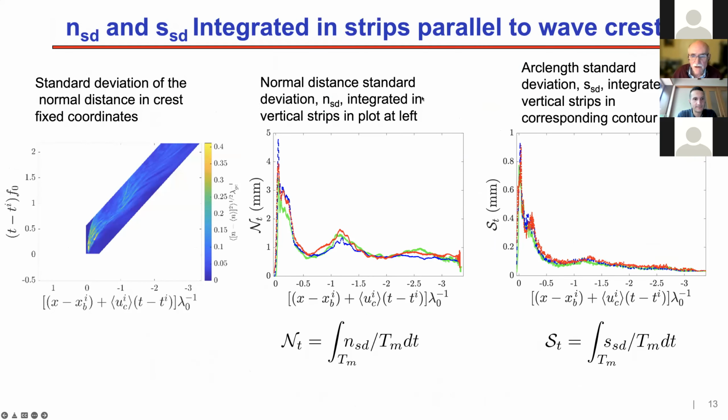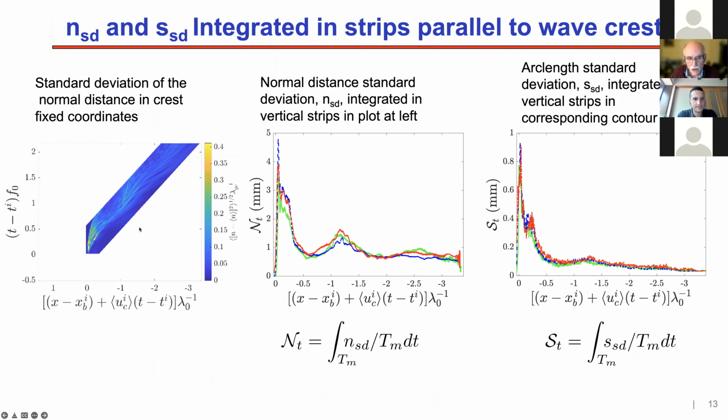We changed the reference frame. This is for the standard deviation of the normal distance plot. It's the same data as in the last plot, but it's in the reference frame moving with the crest. So you can see the wavefront is almost vertical here. And in this coordinate system, we integrated vertically and we integrated horizontally.